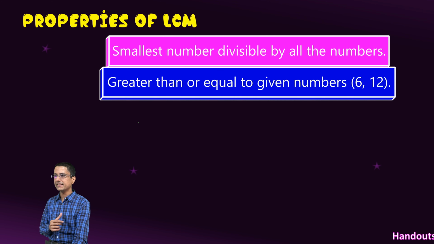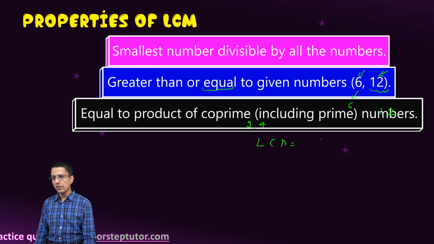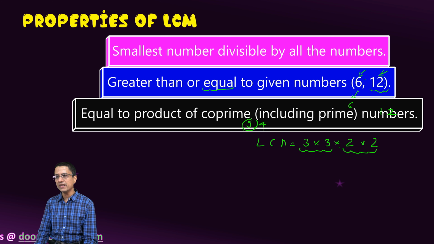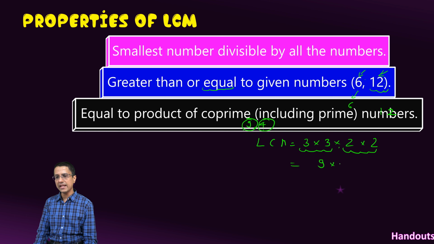Again, very simple. LCM has to include all the factors of 9 as well as 4. All the factors of 9 means 3 and 3. All the factors of 4 means 2 and 2. Since there are no common factors between 9 and 4, we have to include all the factors of 9 and all the factors of 4, because the two numbers are coprime. So we include 3 into 3, and all the factors of 4, and this is nothing but 9 into 4, or just the product of the two coprime numbers.